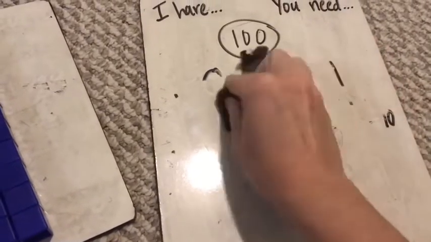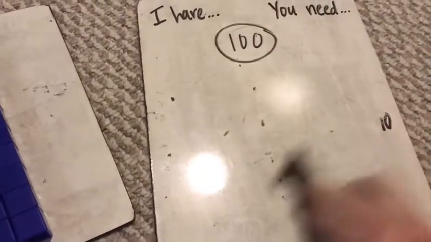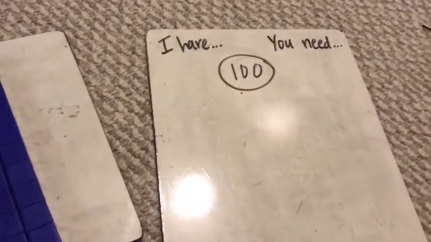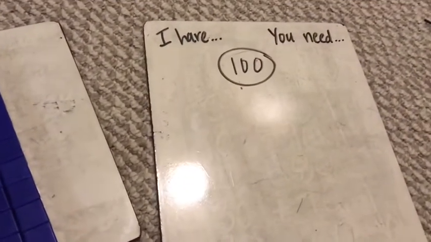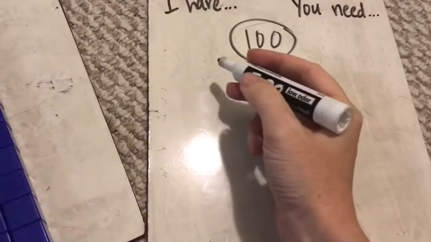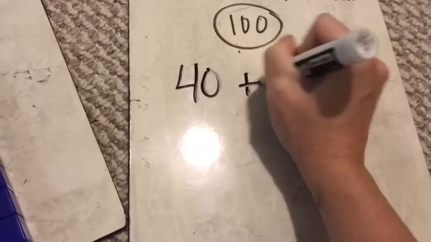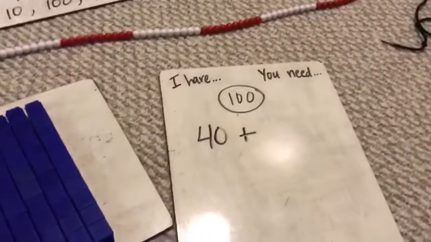Now for this next one I'm going to show you that's a little bit more challenging. You'll want to make sure that they know all their partners of 10 first, because they're going to want to use that for this. Okay, so let's say I'll just do 40. If I have 40, what do you need to get to 100?